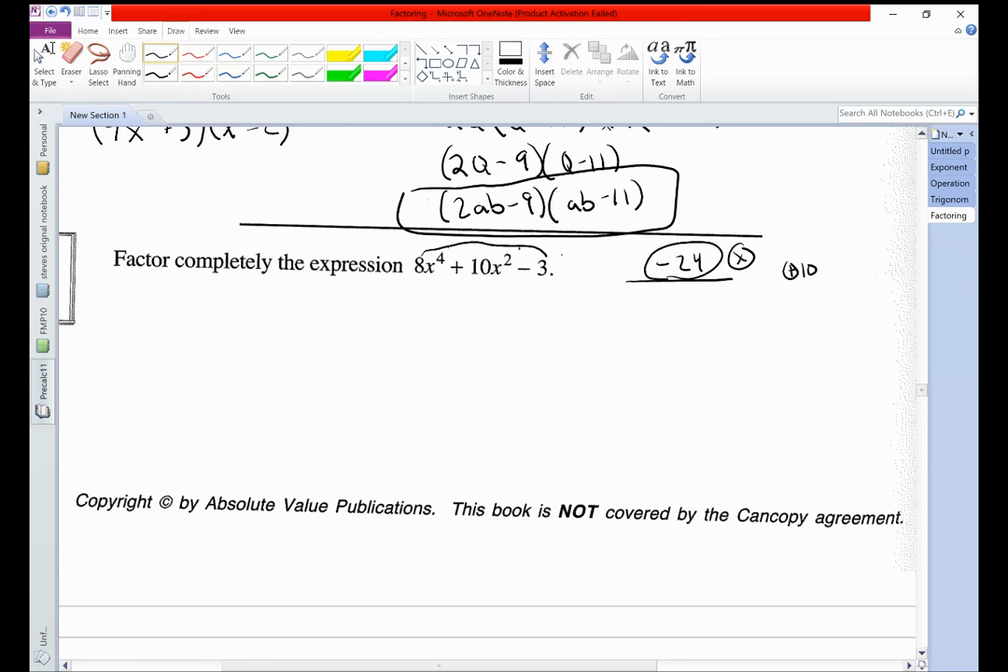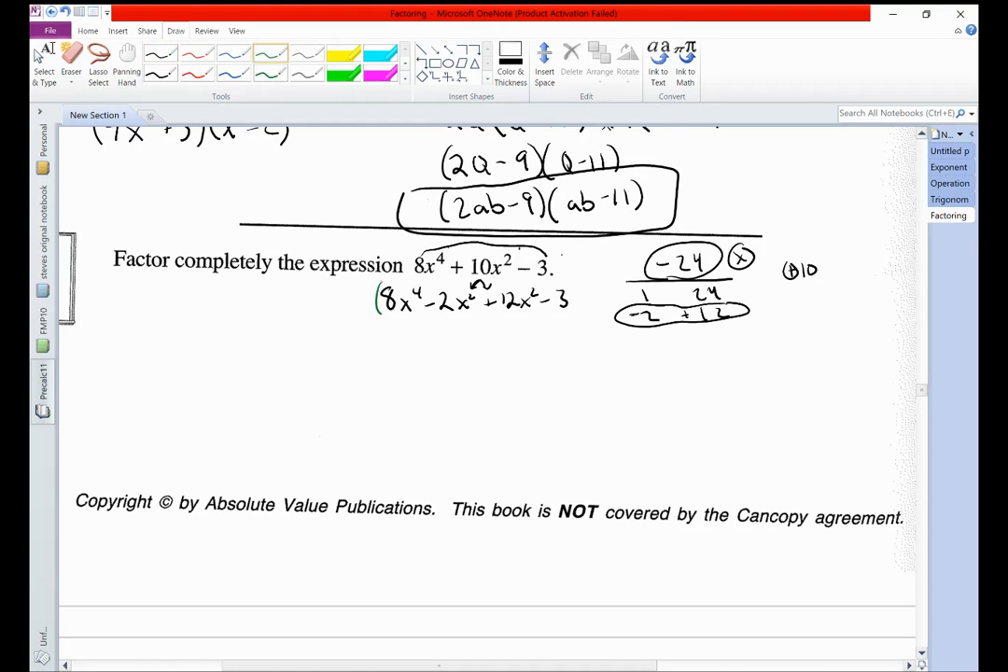So 1 and 24, positive, negative, 2 and 12. Oh, that might work. Positive 2, negative 12, or positive 12, negative 2. That's it right there. Negative 2, positive 12, when I add them together, it gets positive 10. So now I can rewrite this as 8x to the 4th, and I'm going to split this term into negative 2x squared plus 12x squared minus 3.